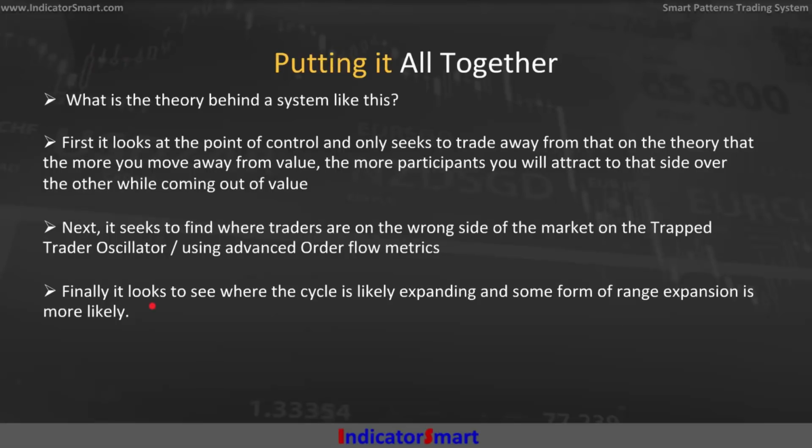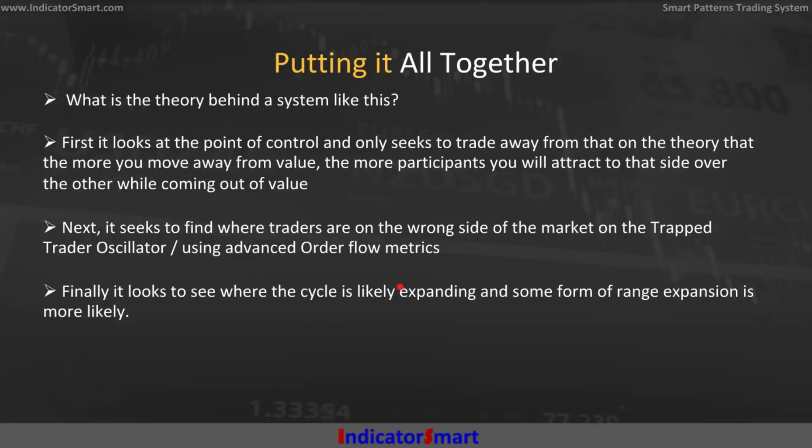As we put it all together and I cover some trades, what's the theory behind a system like this? First, it looks at the point of control and seeks only to trade away from that, on the theory that the more you move away from value, the more participants you will attract to that side while coming out of that value area. Next, it seeks to find where traders are on the wrong side on the trap trader oscillator using advanced order flow metrics. So if the market's above value, for example, and the trap trader oscillator breaks a line below, it tells me I've got some traders trapped there. And finally, we're going to look at where the cycle is likely expanding.